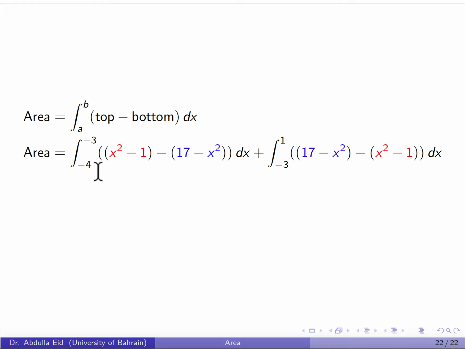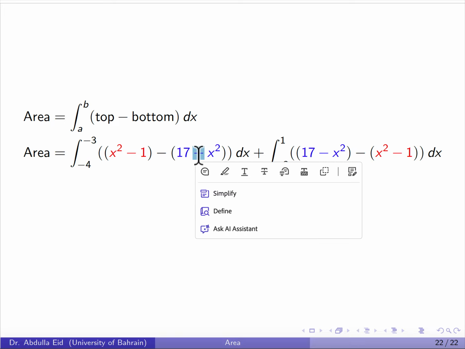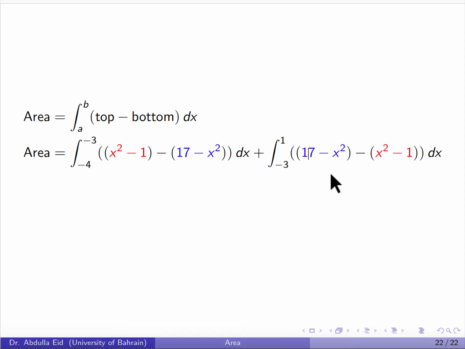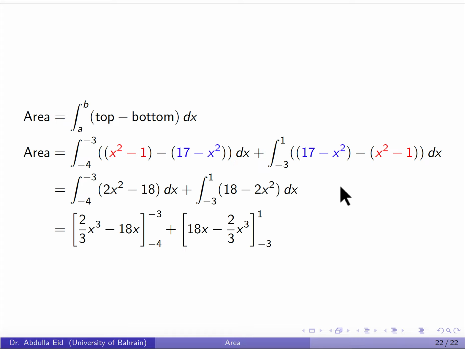We have to split it into 2 integrals, from negative 4 to negative 3, and the top will be the red and the bottom will be blue. And then after negative 3, remember there is a change. Now the top will be the blue and the bottom will be the red. And we just need to find each integral separately, which are easy, straightforward integrals. We get the answer is 60.